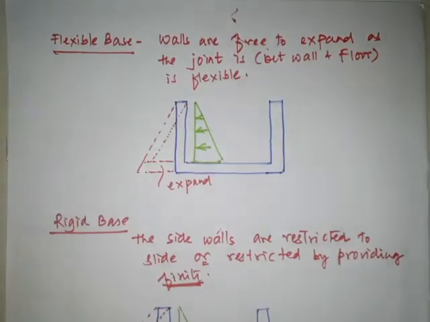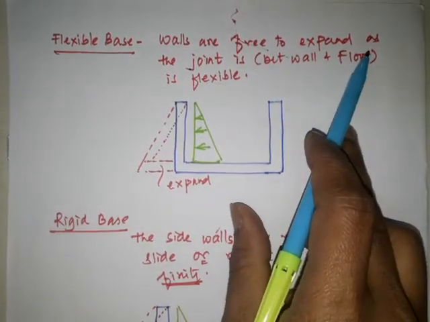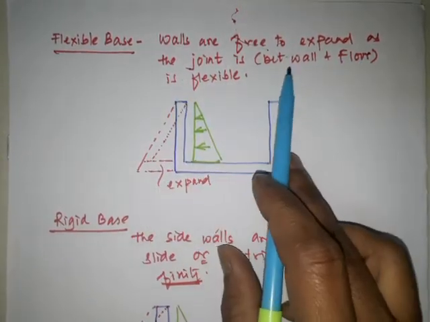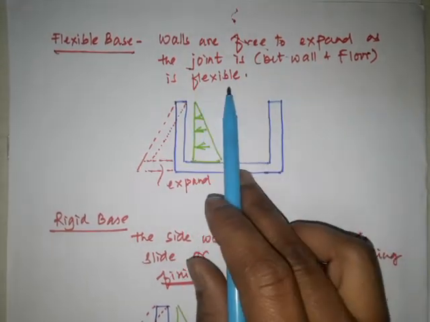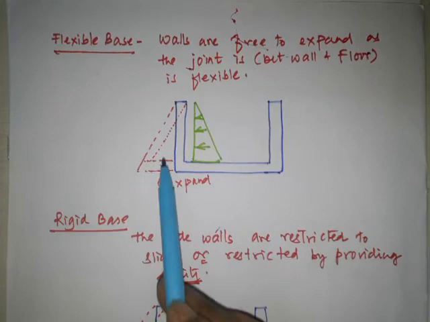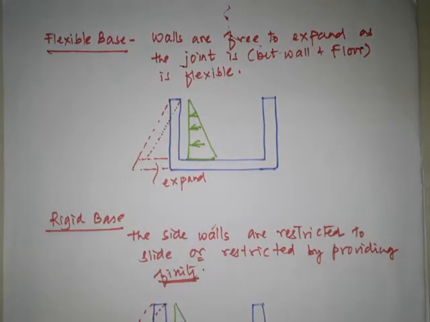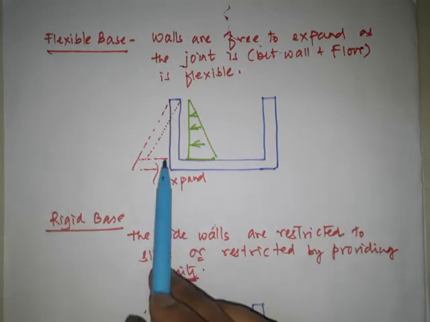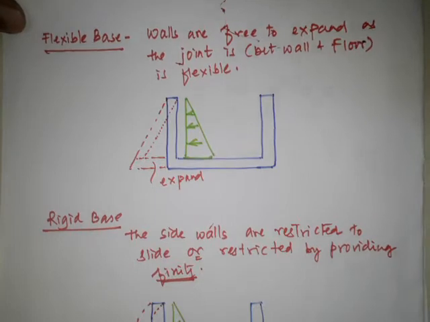After that we have another difference here. In the flexible base, the walls are free to expand, because the joint between the wall and floor is flexible. You can see there is a movement or a shift in the base slab because the walls are flexible, meaning the reinforcement is not connected between walls and slab. That is the first thing I explained here.